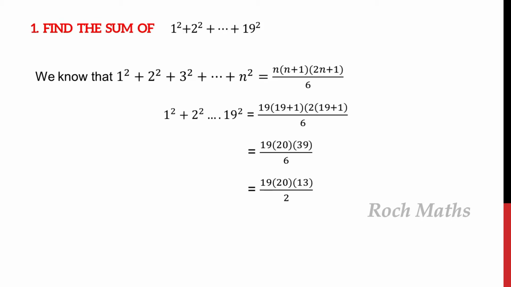Now we can cut 20 and 2 by 2 table. 2 10s are 20. So we get 19 into 10 into 13. After multiplying, we get 2470.